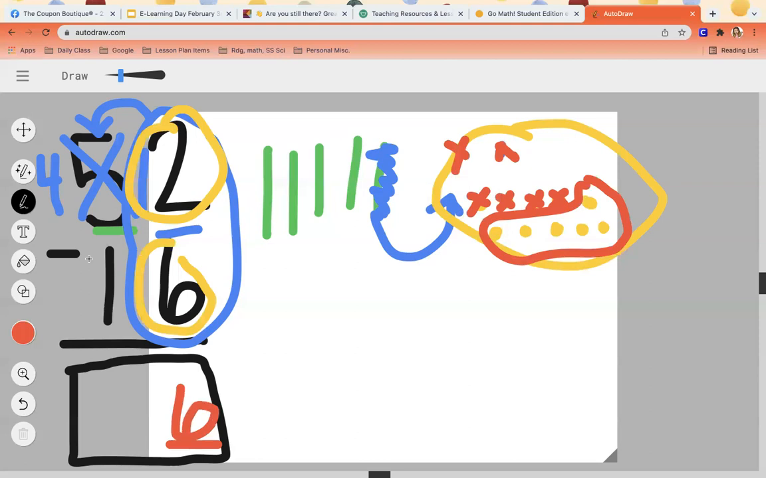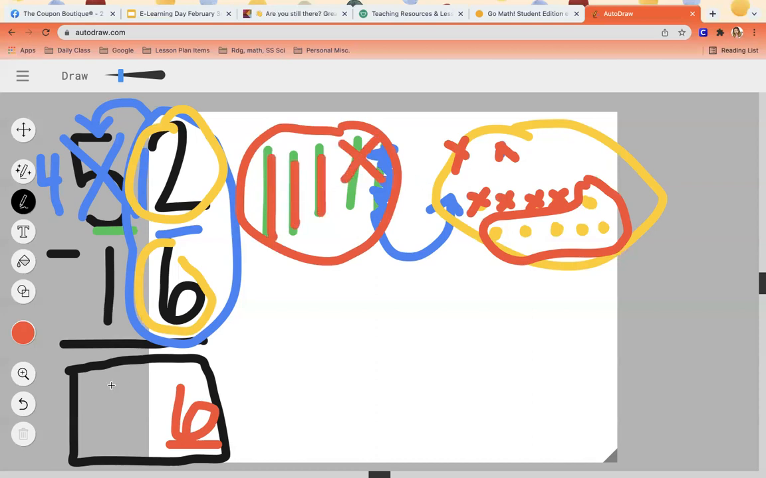Now let's look at the tens place. We have a four, take away one. So we have four tens. Let's take away one. And how many tens do we have left? One, two, three tens. And the answer is 36.